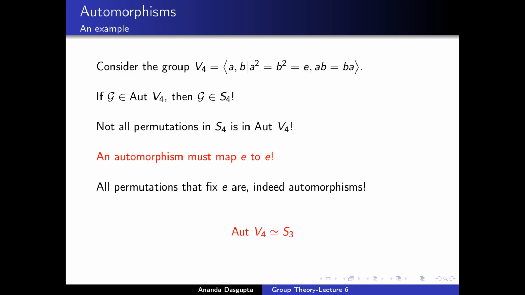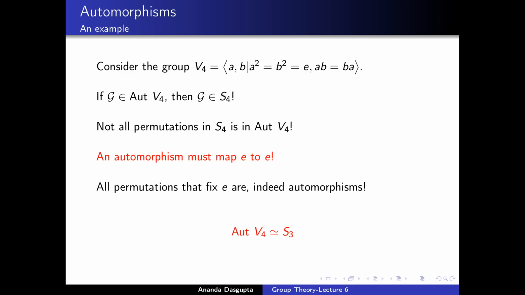And when you compose 2 automorphisms, of course, it's rather easy to see that the corresponding permutations of A, B, C will get composed. So it turns out that the automorphism group of V4 happens to be essentially the same as the group of permutations of 3 objects. Just to repeat, why 3?